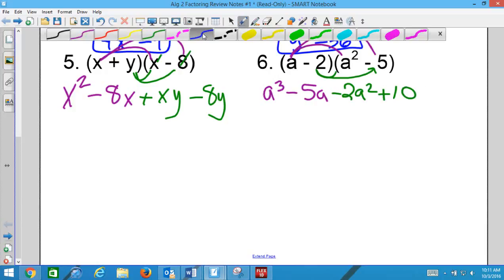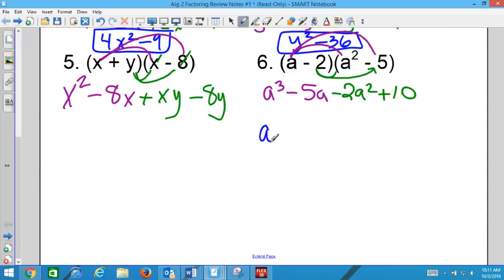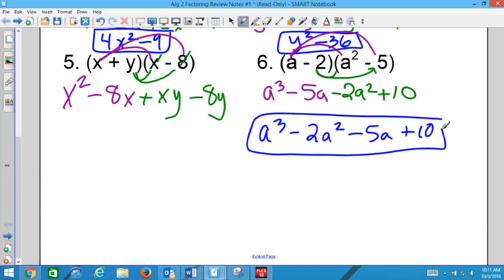Now, are there any like terms? No. Order-wise, I'm fine with you guys just leaving it. Eventually, we would probably write it in order of descending powers, which I can do for this one because they're all A's, but I really couldn't do that for the other one.